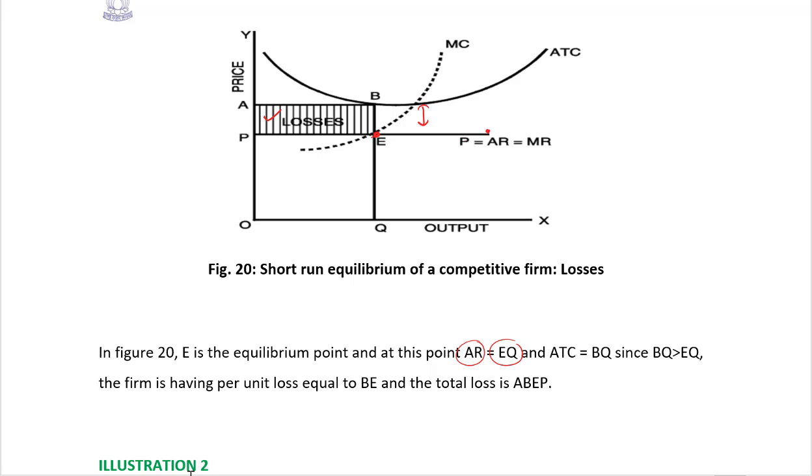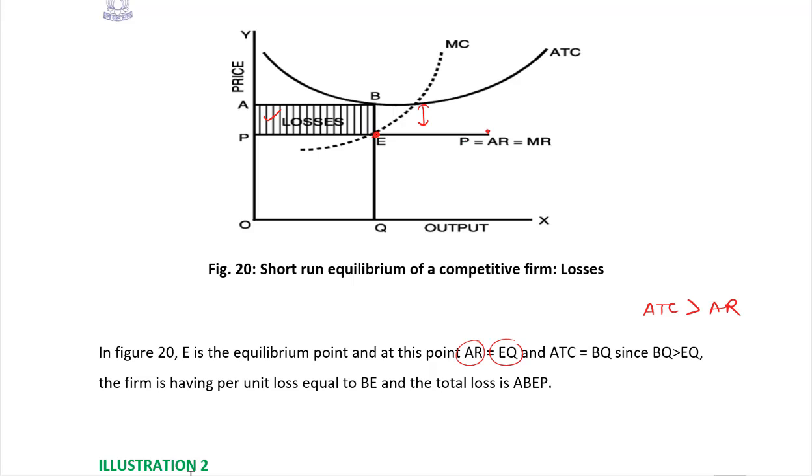Over here EQ, or average total cost, is equal to BQ. As you can see, the average total cost is greater as compared to the average revenue. That is, BQ is greater than EQ. So we can say that average total cost is greater than average revenue.